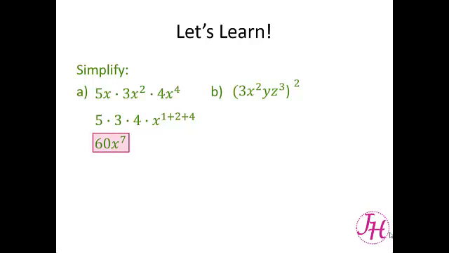Now let's take a look at the second one. We have 3x squared y z cubed, quantity squared. So we're going to distribute the square to each term in the monomial. So we have 3 squared, x to the 2 times 2, y to the 1 times 2, and z to the 3 times 2, and then we simplify. 3 squared was 9, 2 times 2 is 4, so we have x to the 4th, 1 times 2 is 2, so we have y squared, and then 3 times 2 is 6, so we have z to the 6th.